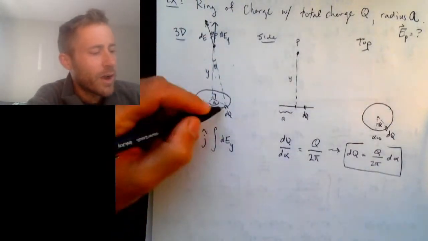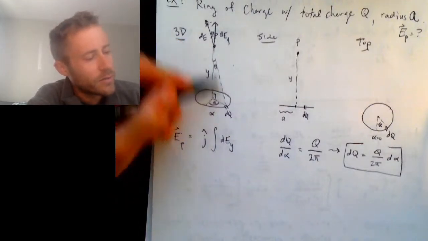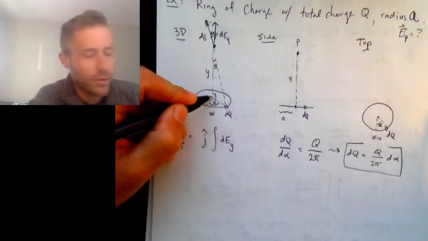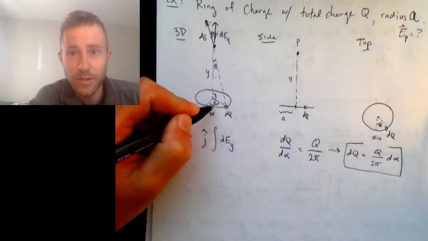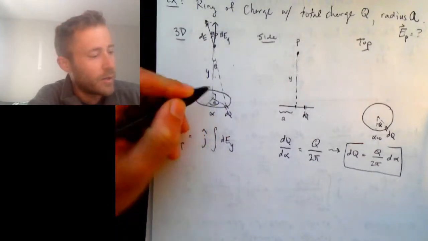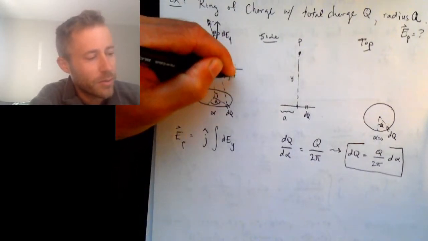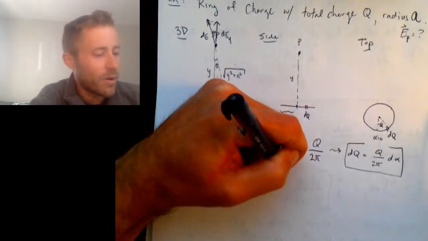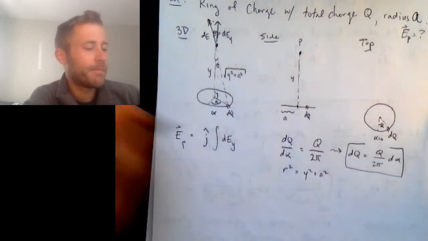We also have to figure out how far dq is from the point P. And again, that's the Pythagorean Theorem. This distance from the center to dq is going to be the radius of the circle, a. And then this distance is y, so this right here is the square root of y squared plus a squared. Okay, so that means that r squared is going to be y squared plus a squared.